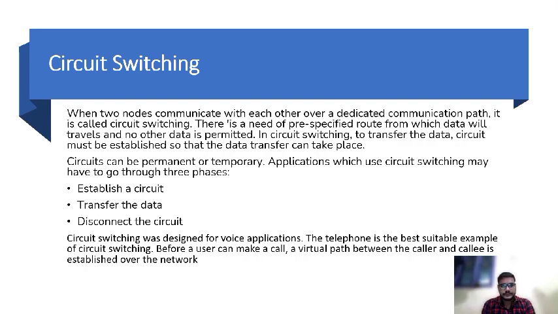In circuit switching, it goes through three phases. The first one is to establish a circuit, that is, we first of all need to establish a connection between the devices to communicate and transfer data. The second one is to transfer the data, and the third one is to disconnect the circuit. When we disconnect, the circuit is free and it can communicate with any third party. So it is free to transfer data to a third device. Let's move to the next topic.